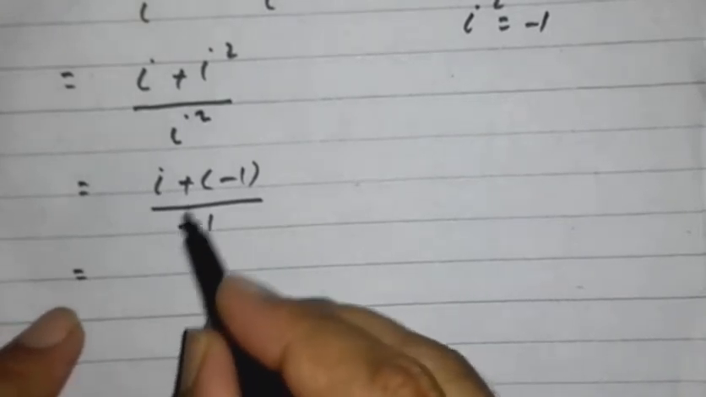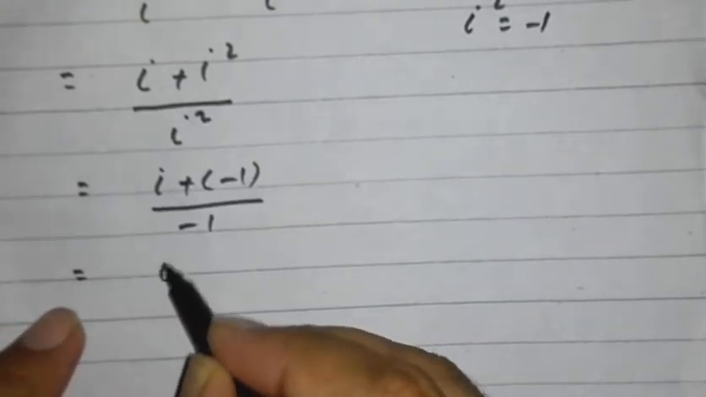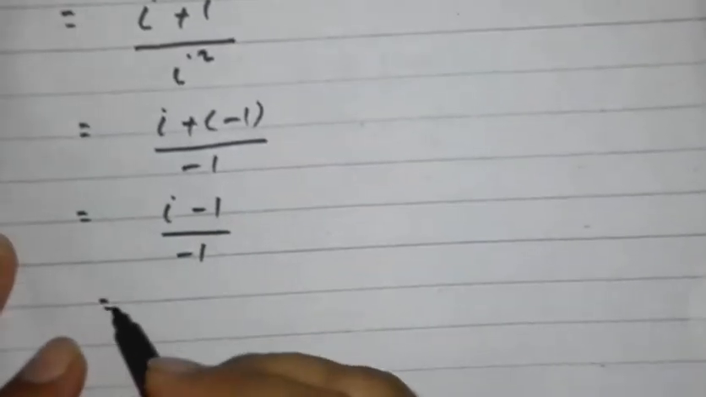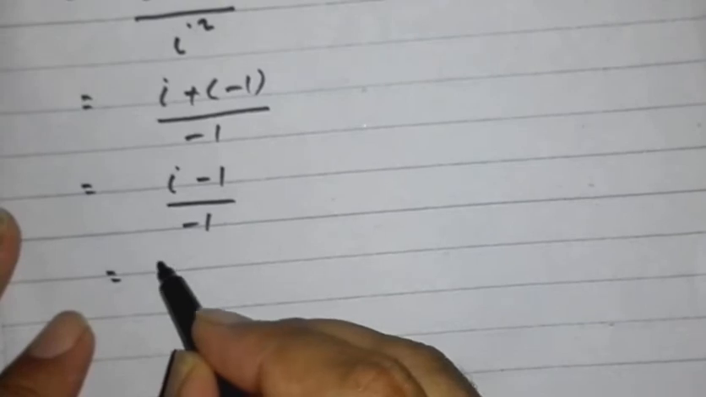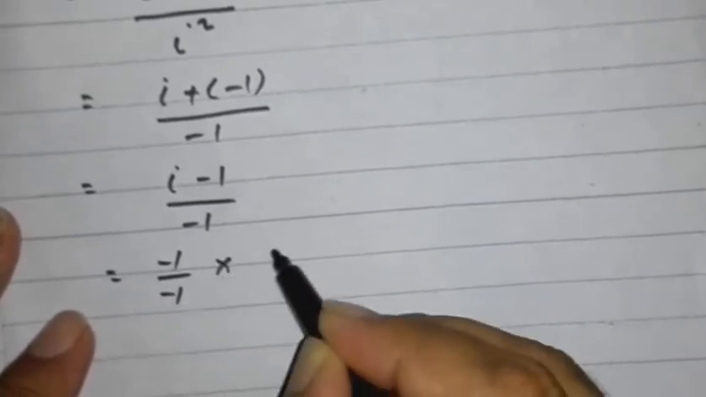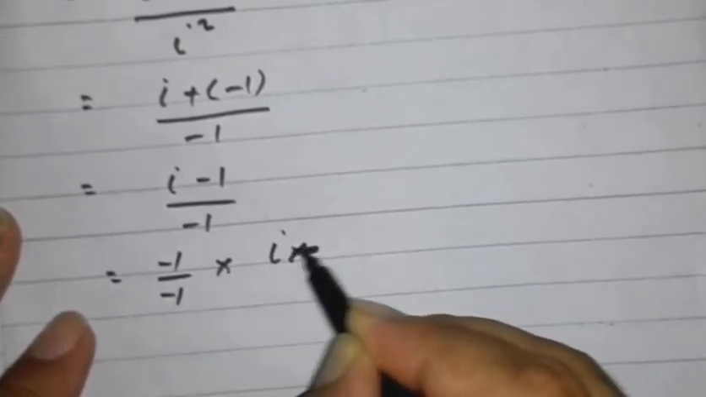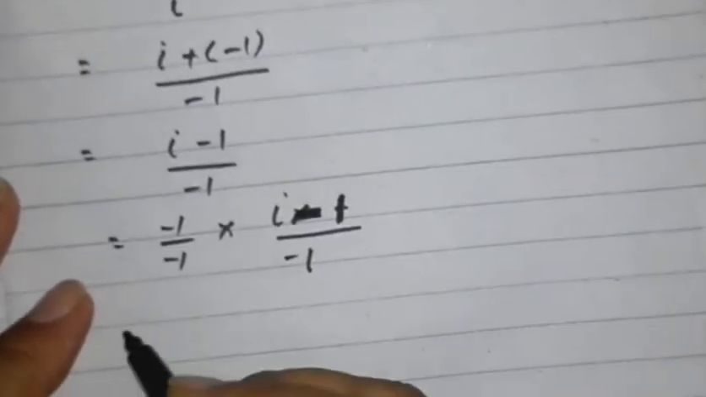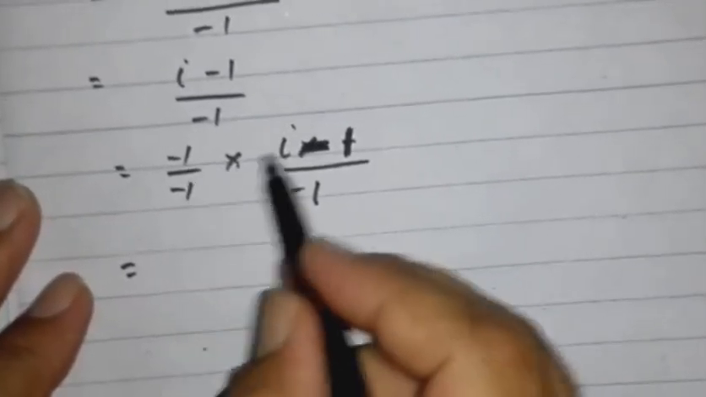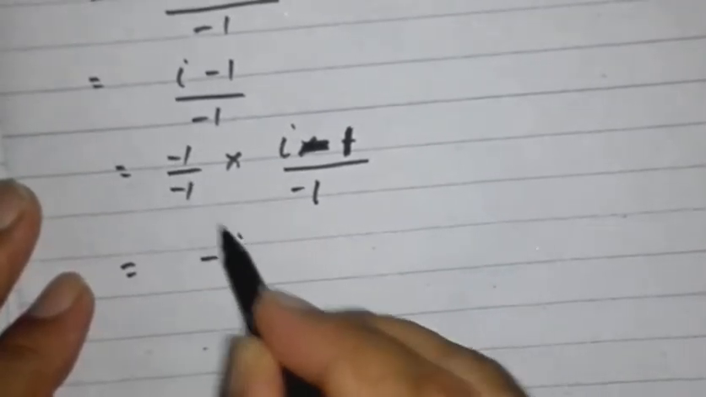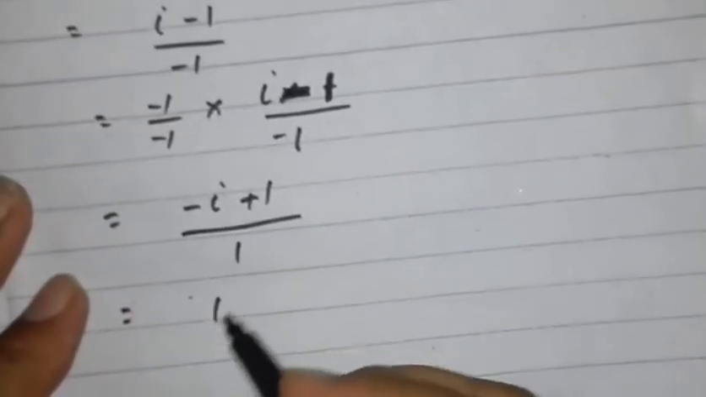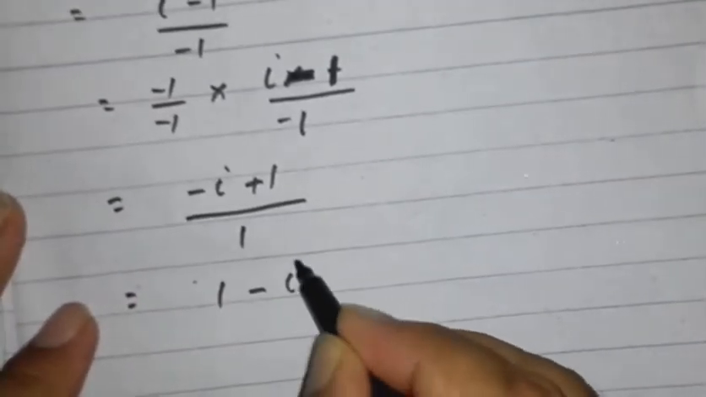Now we can write it iota -1 divided by -1, multiply and divide by -1, iota -1 divided by -1. So here we get minus into iota, minus iota, and minus into minus plus 1, divided by -1 into -1, we get 1. So we can write it 1 minus iota.